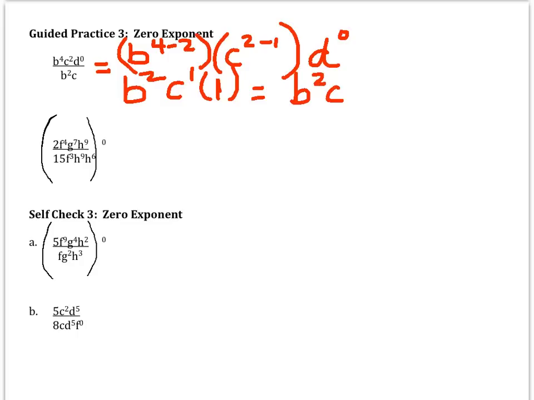In the second example, we don't really have to do any work. When you see that that 0 is outside of the parentheses, we know that that expression to the 0 power is 1. Go ahead and try a couple examples yourself in self-check number 3.